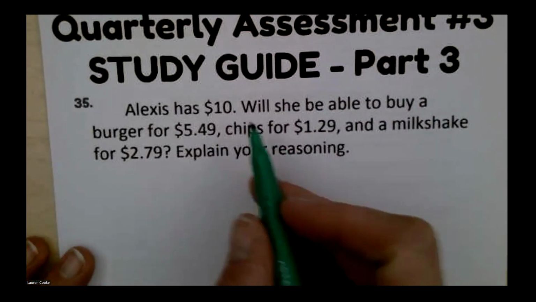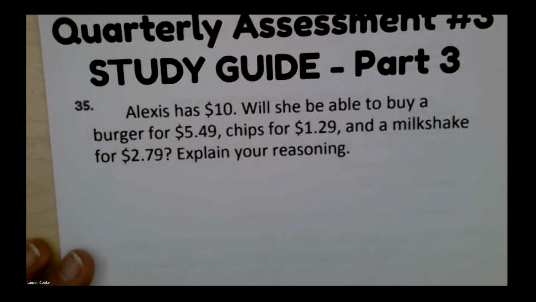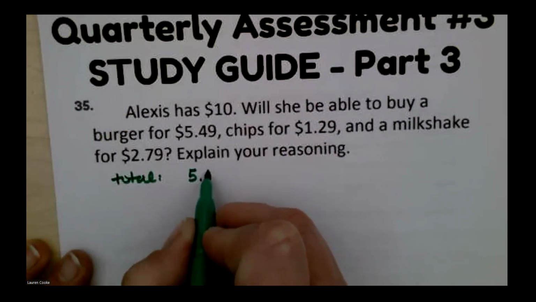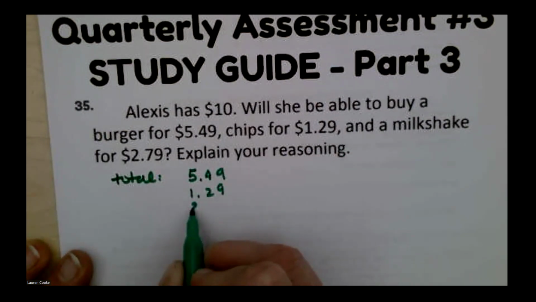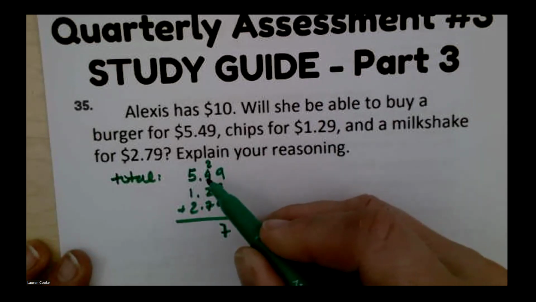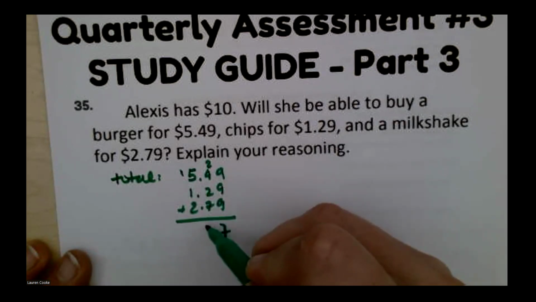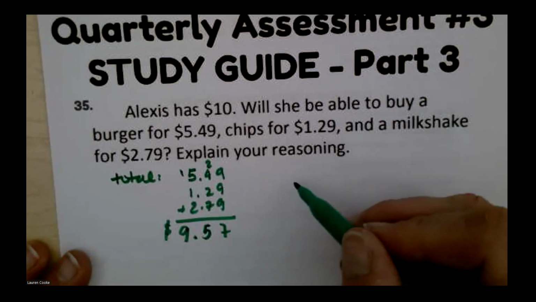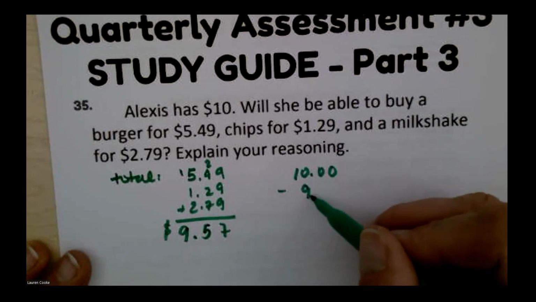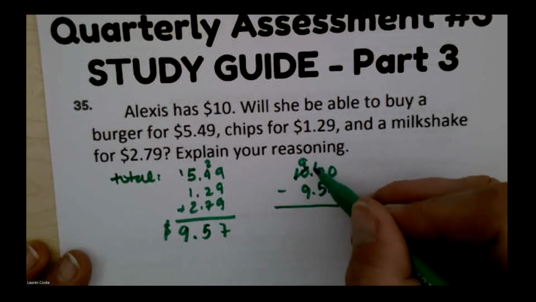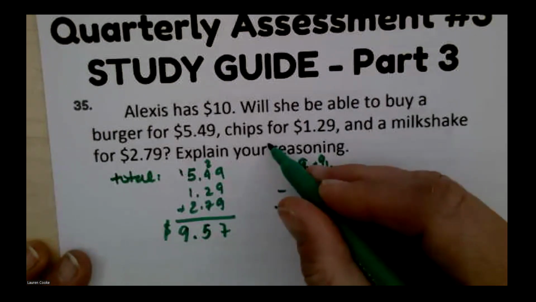All right, so let's see what's going on here. Alexis has $10. Will she be able to buy a burger for $5.49, chips, and a milkshake? So I need to find the total, and that's $5.49, one set of chips and a milkshake. And then I'm subtracting it from 10 so that I can use the amount remaining in my reasoning. See how it says reasoning?